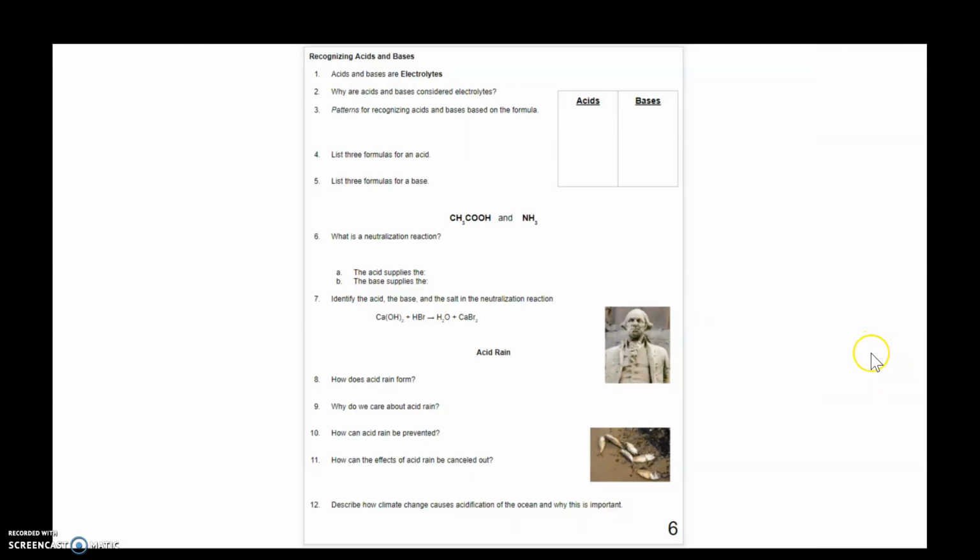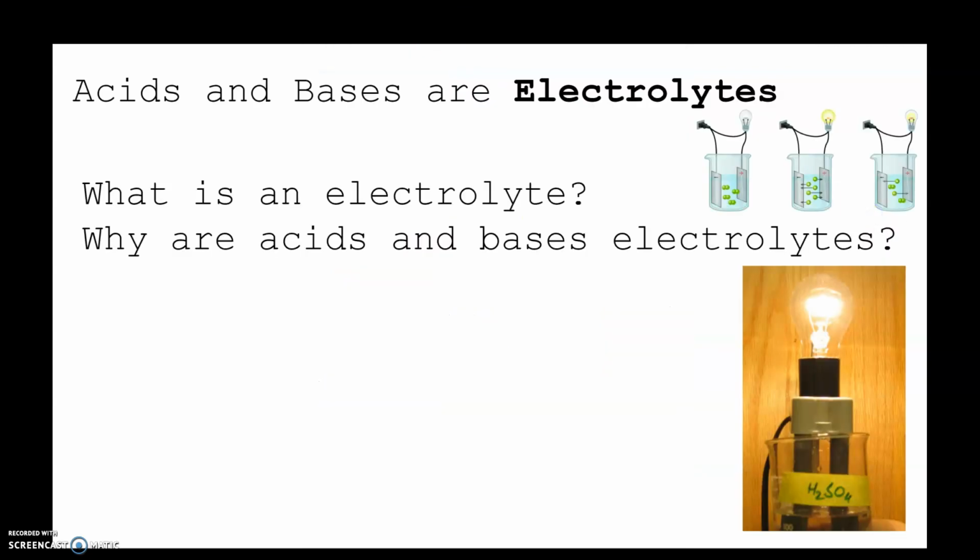Okay, now I want you to turn to page 6, and we're going to answer some of these questions on the top. So first of all, acids and bases are electrolytes, and I've mentioned that just recently in this lesson. So what is an electrolyte? Maybe you can pause the video and think to yourself, what is an electrolyte and why are acids and bases electrolytes?